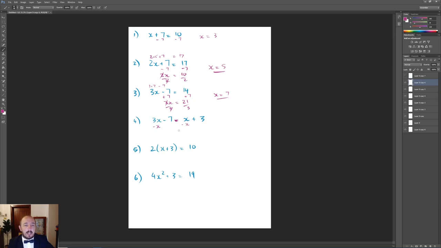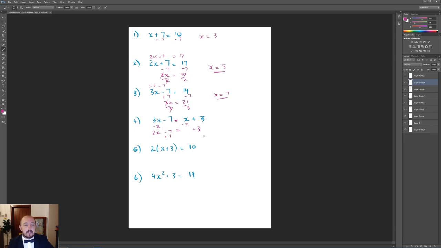So x take away x on this side becomes 0. And 3x take away 1x is 2x. So we still have the minus 7 and the plus 3 on this side. So we need to remove the minus 7 on this side because we've got the 2x and it's bound to this minus 7 at the moment.